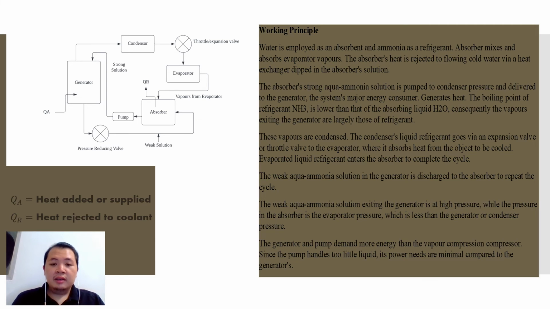The weak aqua ammonia solution exits the generator at high pressure, while the pressure in the absorber is the evaporator pressure, which is less than the generator or condenser pressure. And lastly, the generator and pump demand more energy than the vapor compression compressor. Since the pump handles very little liquid, its power needs are minimal compared to the generator.